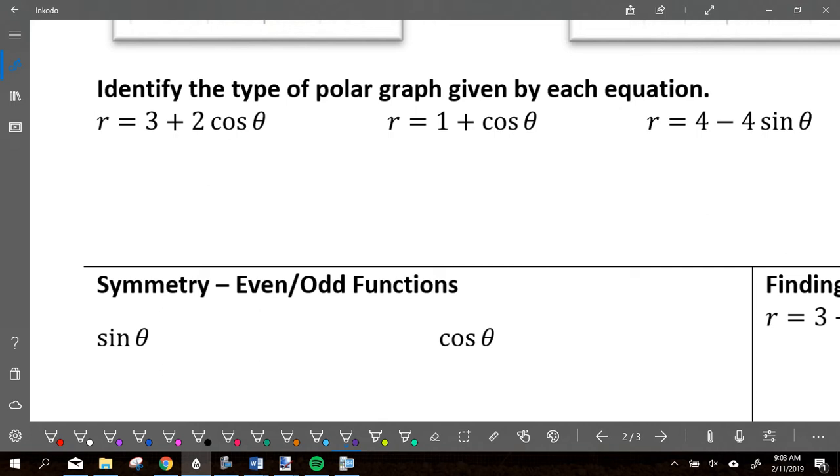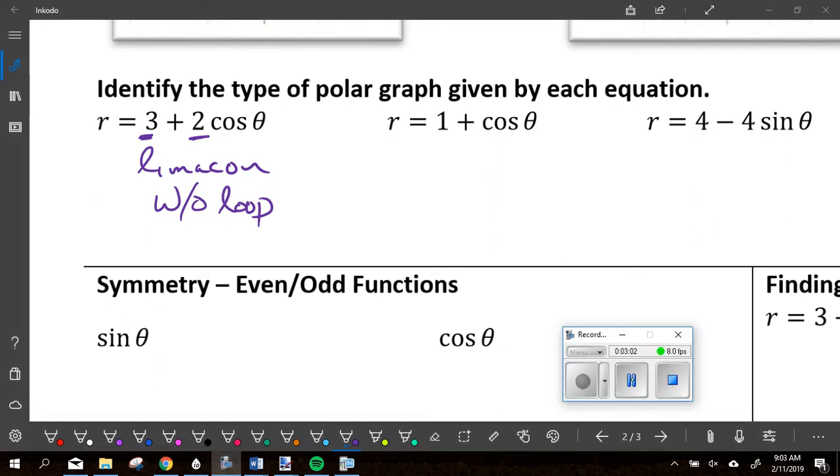The first thing we're going to do is just identify shapes. The first one says 3 plus 2 cosine theta. We're going to give this a label. What's my picture going to look like? If those two numbers are the same, it's a cardioid. They're not the same. A is bigger than B. The number we're adding is bigger than the other one. So it's a Limassol. With or without a loop? Without a loop. That's all we're doing here. Take a second with your neighbor and identify all 5 shapes.